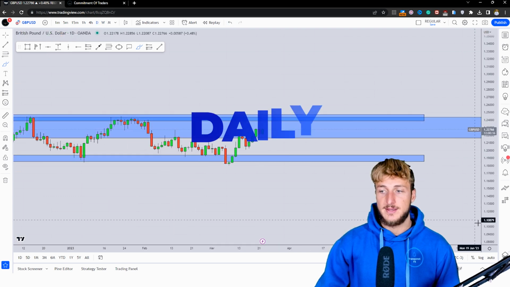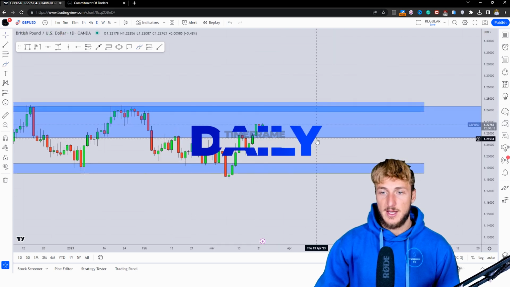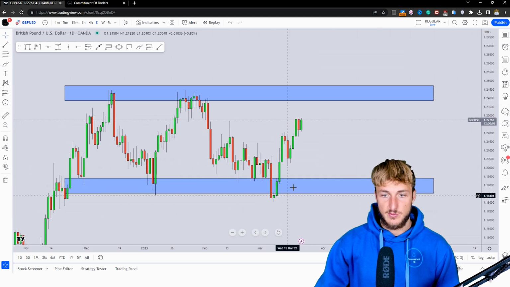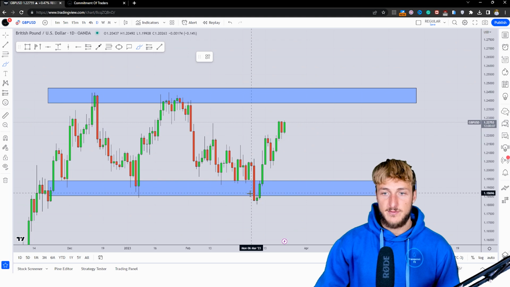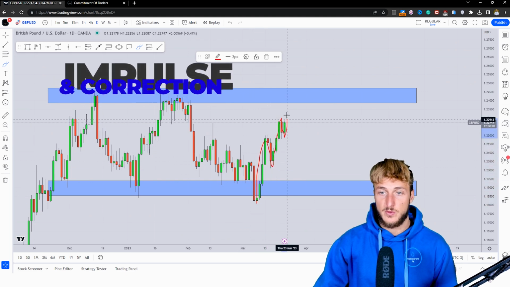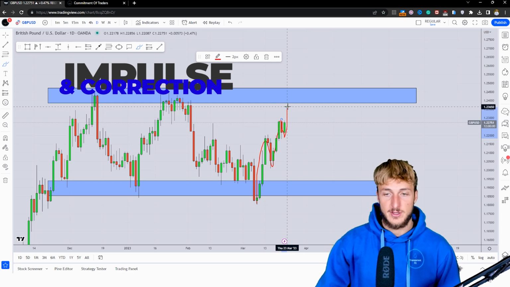Going down on the daily time frame, what do we see? Now, from a daily perspective, if we look at the price action that the market has been printing, we can see how we just had a very clear impulse correction, an impulse pattern to the upside, and then another impulse correction. And currently, we're getting another impulse to the upside.